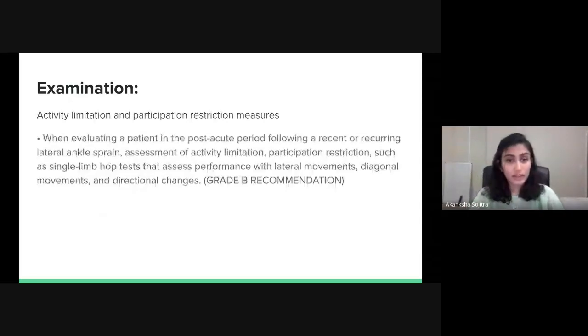Now, the activity limitation and participation restriction measures that we just went over are well recommended, and there's a grade B recommendation, which is high research-wise. When evaluating a patient in a post-acute period following a recent or recurring ankle sprain, you can use these tests.